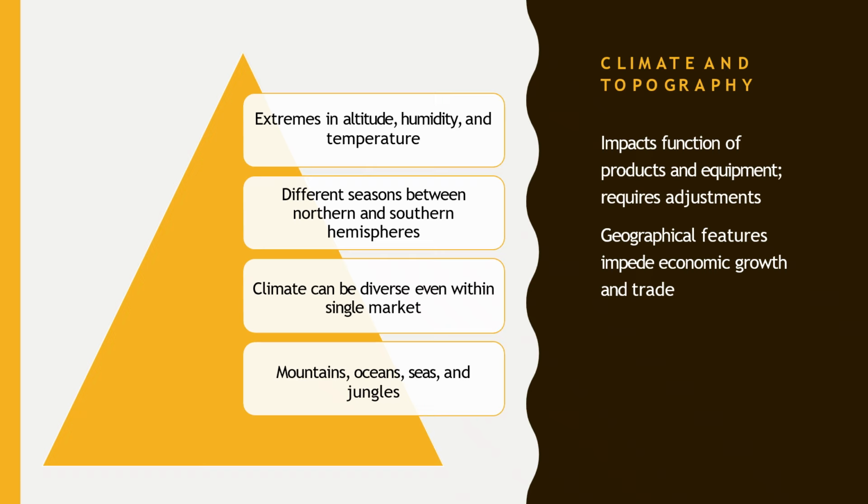For instance, extremes in altitude, humidity, and temperature may limit agricultural productivity, affect infrastructure development, and even shape consumer needs. Mountains, oceans, seas, and jungles, while offering natural beauty and resources, can also create barriers to transportation and communication. These geographical features often impede economic growth and trade by making it more expensive or difficult to move goods and connect markets.